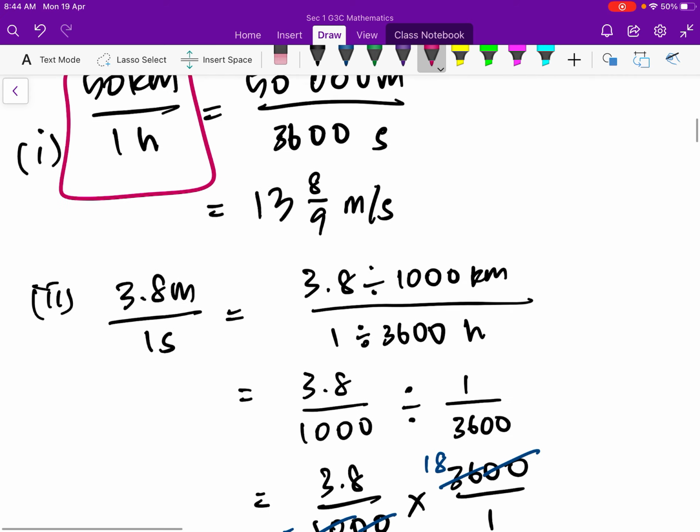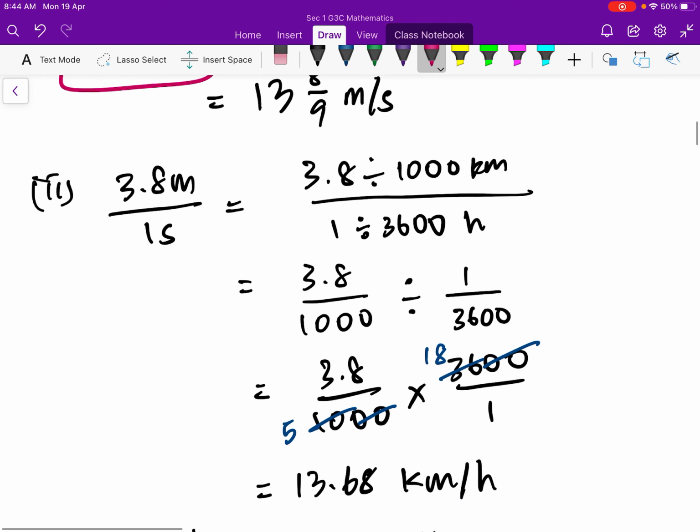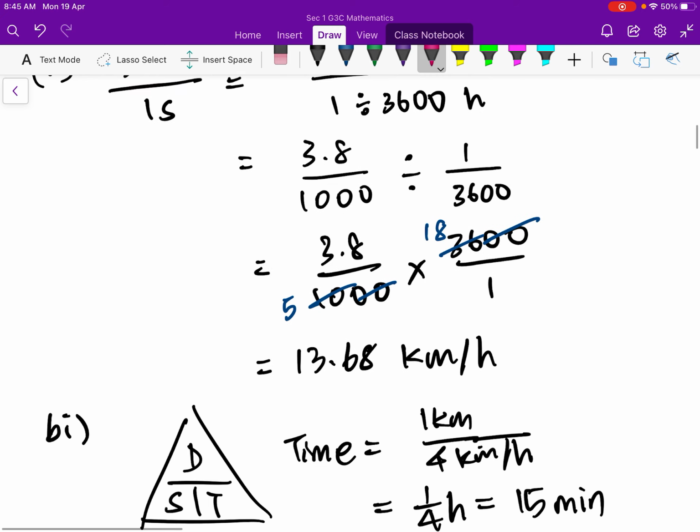And then similarly for the next one, 3.8 meters out of 1 second, 3.8 meters per second. Convert it to kilometers per hour. So in the numerator, you need to divide by 1000 to get from meters to kilometers. To get from seconds to hours, you need to divide by 3600. So I'll just work out the math, and you get 13.68 kilometers per hour. Exact.